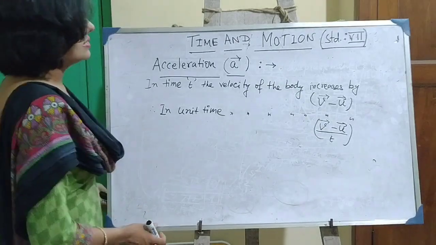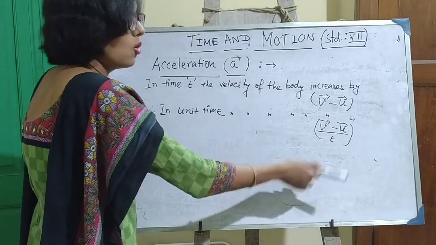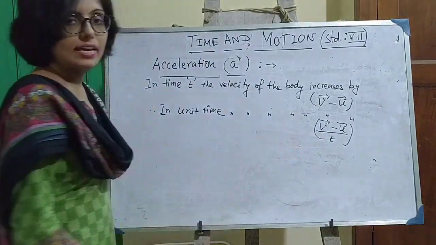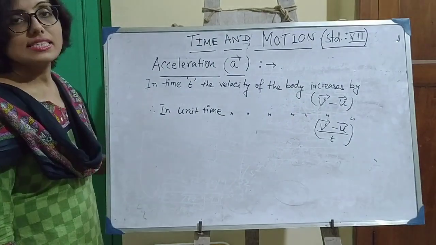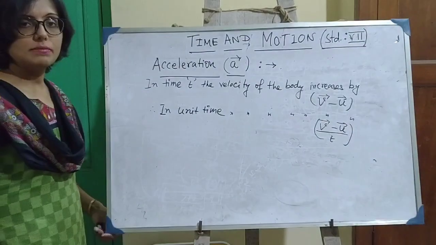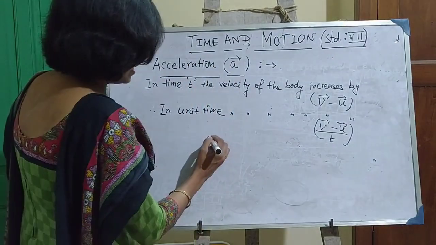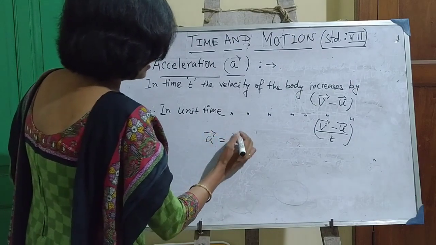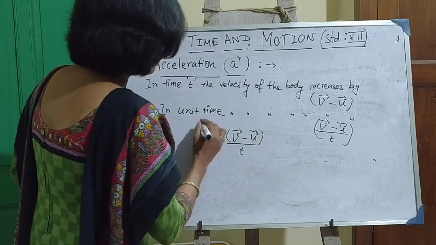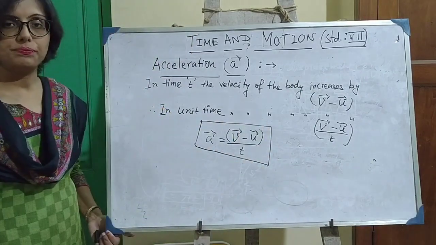Acceleration of the body is the rate of increase in velocity of the body, or the increase in velocity of a body in unit time is known as the acceleration of the body. So if acceleration is represented by small a, then mathematically we can write that a is equal to v minus u divided by t. This is the mathematical form of acceleration of a body.